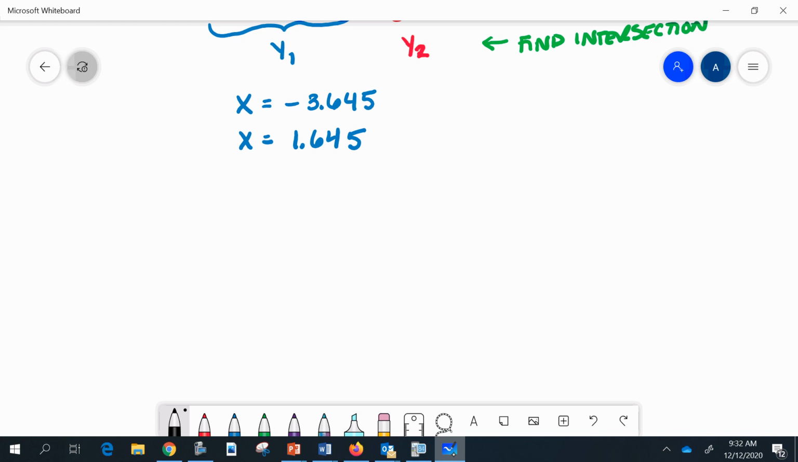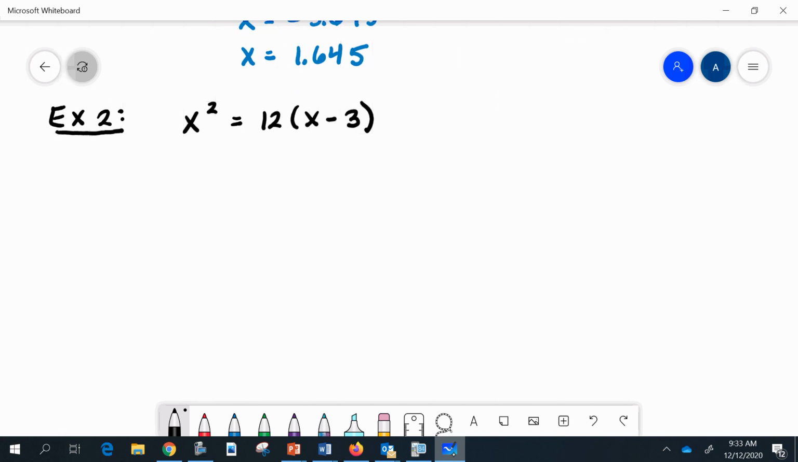All right, let's take a look at another scenario here. Example 2. Let's see here. x squared equals 12 times x minus 3. All right, well, the first thing is I like to first work with this a little bit and get the equation in standard form. So let's go ahead and distribute the 12 over here on the right, and we're going to get 12x minus 36.